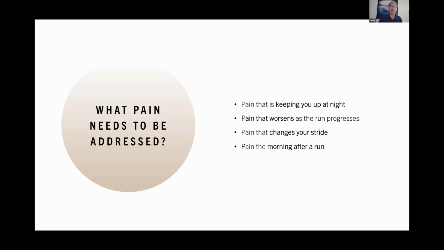What pain needs to be addressed? So pain that's keeping you up at night should be addressed. You shouldn't be increasing loads if your sleep is being affected. There's enough going on that it should be addressed. Pain that worsens as the run progresses, and then you probably would expect more pain afterwards as well. Pain that changes your stride. If you can't keep your normal stride because of an injury, that's clearly things need to be addressed or should have already been addressed. And pain the morning after a run, you need to change the loads.